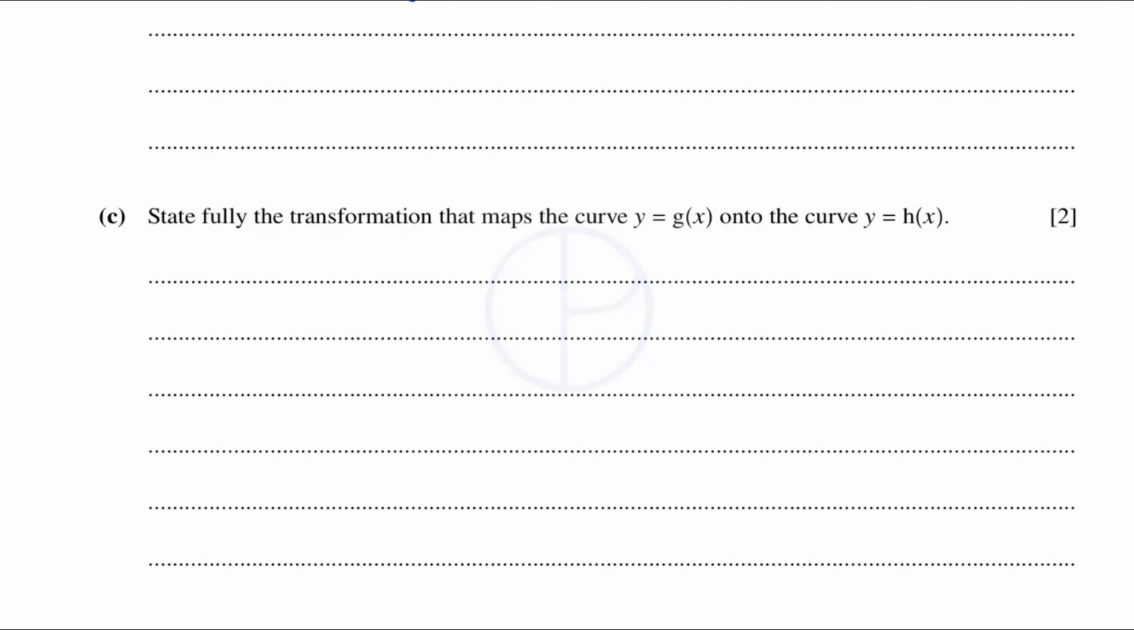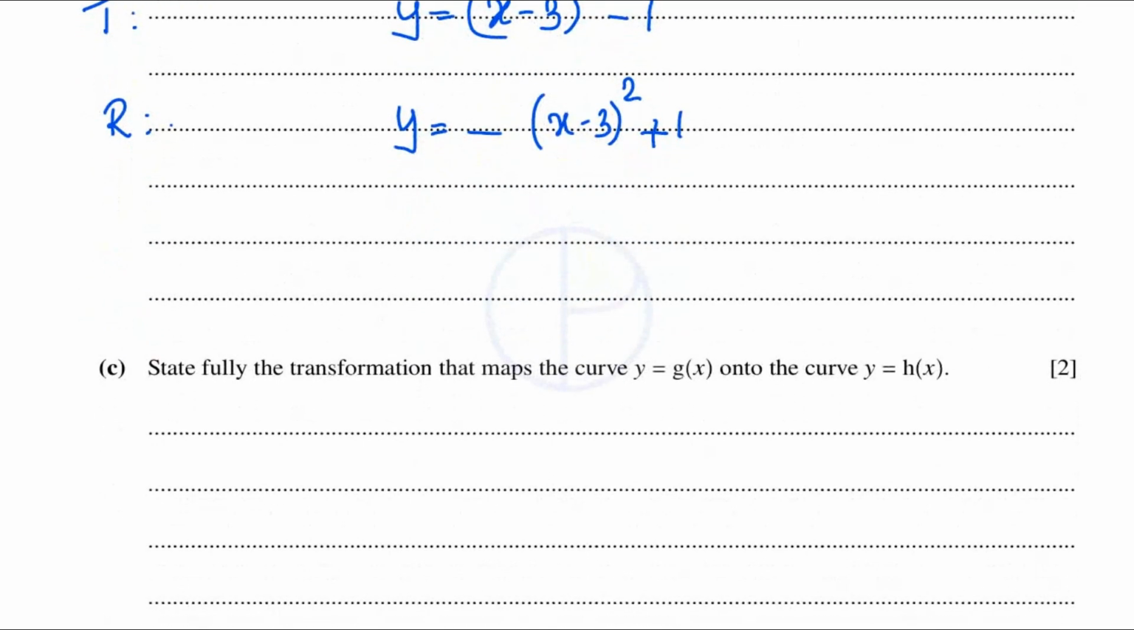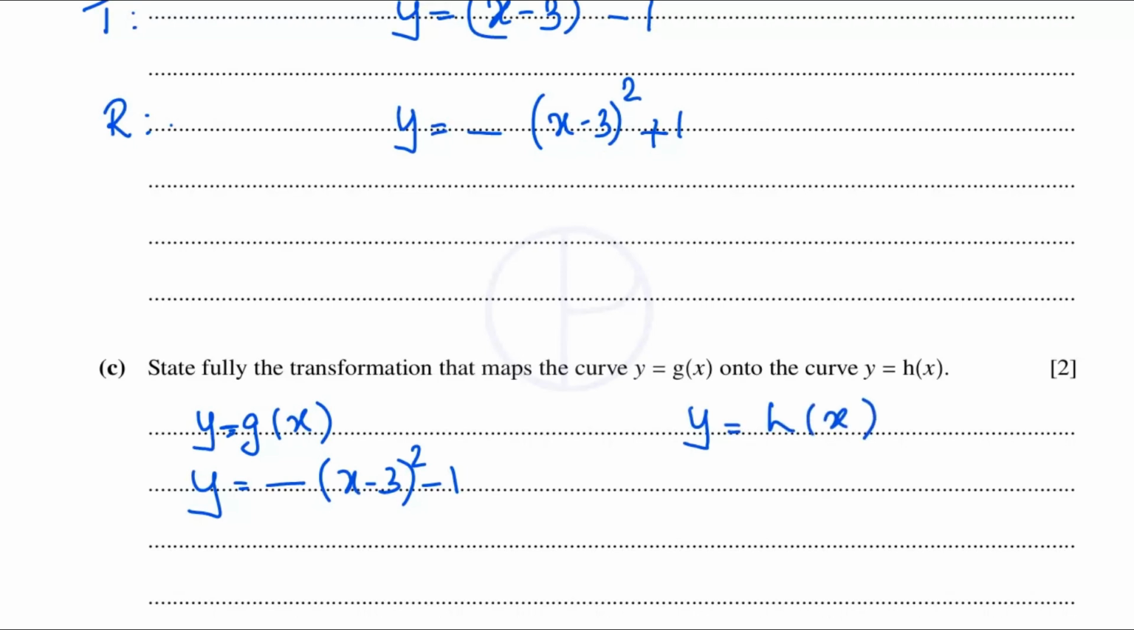State fully the transformation that maps the curve y = g(x) into the curve y = h(x). So y = g(x), which is y = -(x - 3)² - 1, and y = h(x), which is nothing but y = -(x - 3)² + 1. Okay, so this is transformed into this.